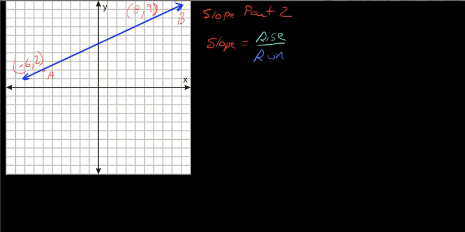What does that mean? That means we're going to take the delta y. Delta means change in. That's all it means. Delta y is change in y over delta x. And what does that mean? That means we're going to use the formula y2 minus y1 over x2 minus x1. How do you find the change in y? You subtract one of the y's from the other y. Same thing with the change in x.